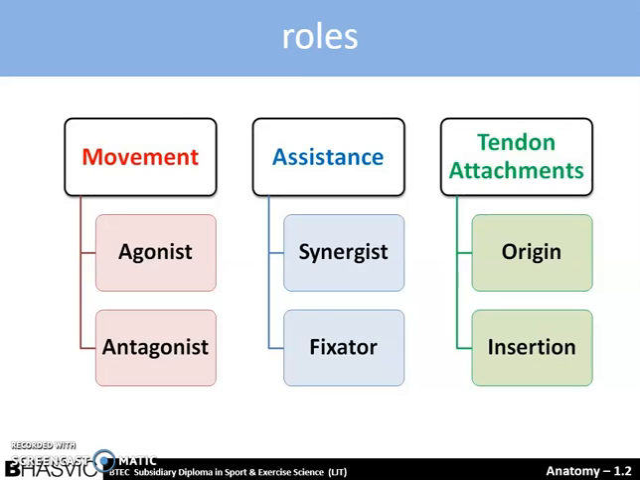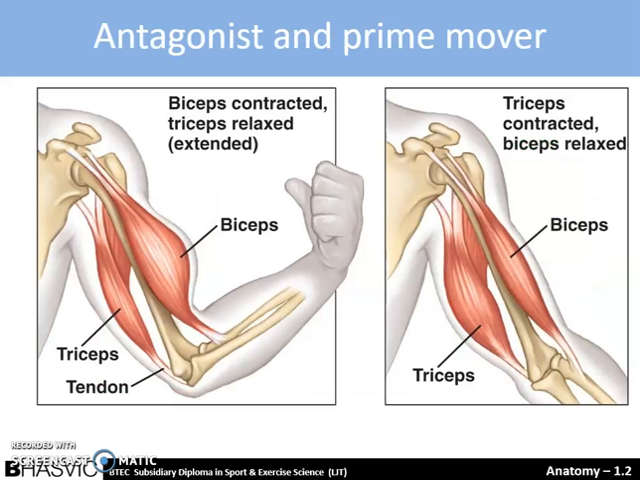insertion. The origin is at the point of fixation. This joint moves, inserts motion to an insertion point on the muscle, and the insertion is the point of the muscle movement. This diagram is used to show the antagonist and the agonist, or the prime mover. So the muscle that shortens to move a joint is called the agonist, also known as the prime mover.